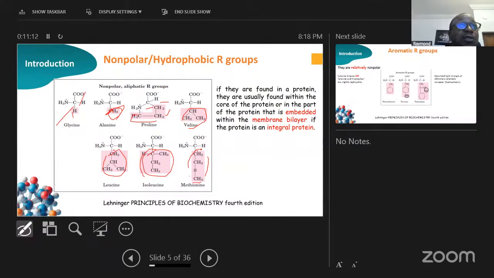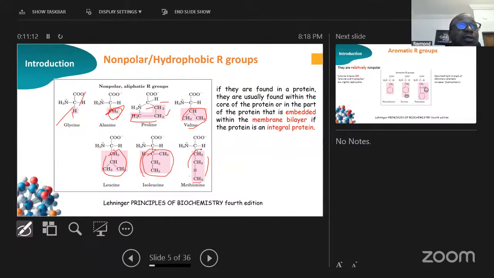So we have the aromatic R groups. These are the R groups that contain aromatic rings, or phenyl rings, or benzyl or benzene rings. So we have phenylalanine, tyrosine, and tryptophan. These are the three amino acids that are aromatic in nature, and they're aromatic because they contain the benzene ring. This is the benzene ring. You can see this molecule also has a benzene ring. This one also has a benzene ring. So we call them aromatic amino acids.